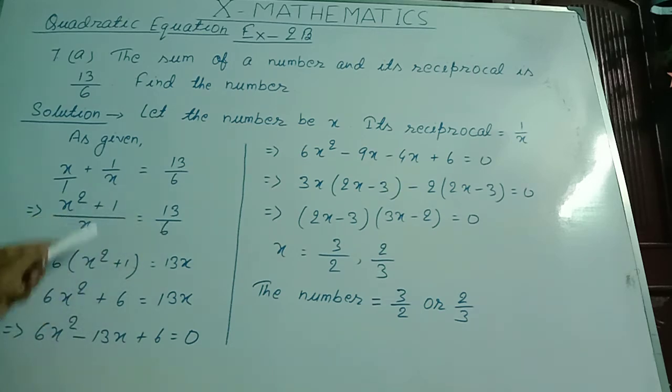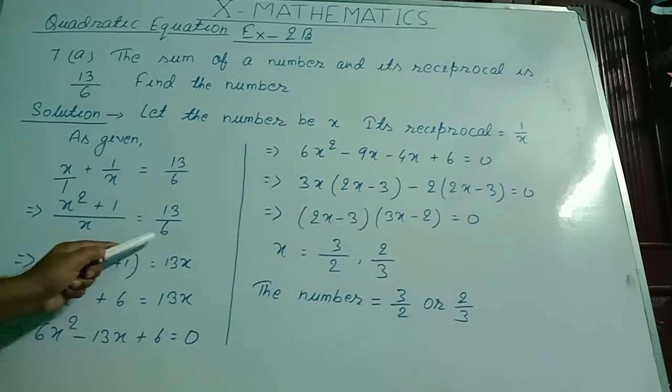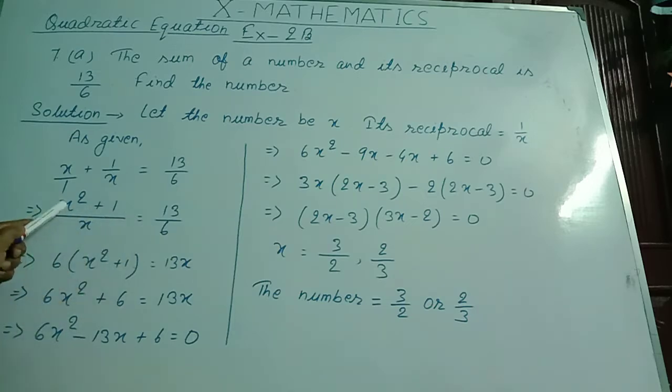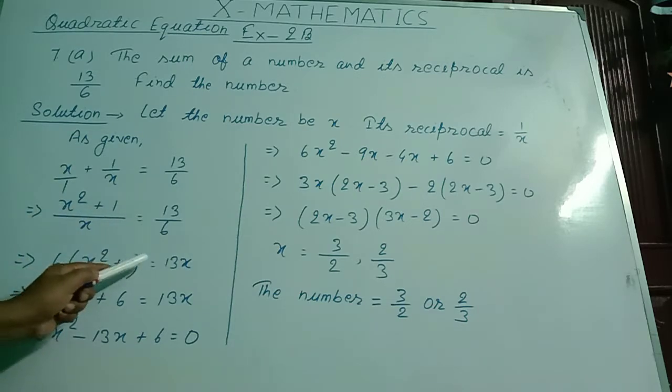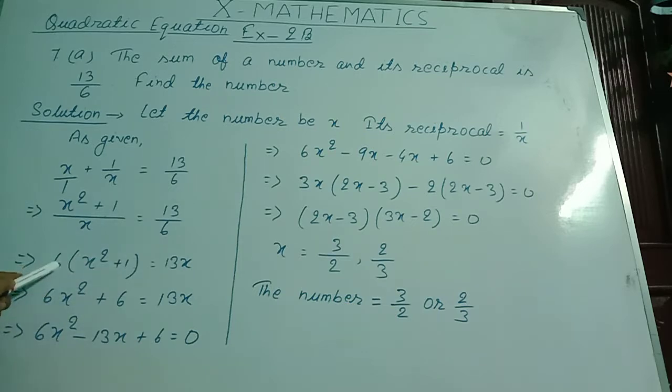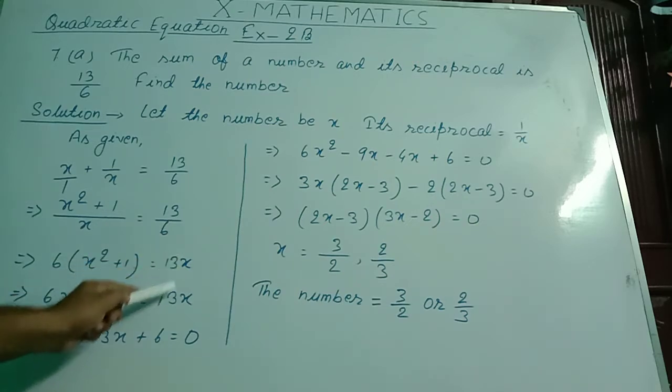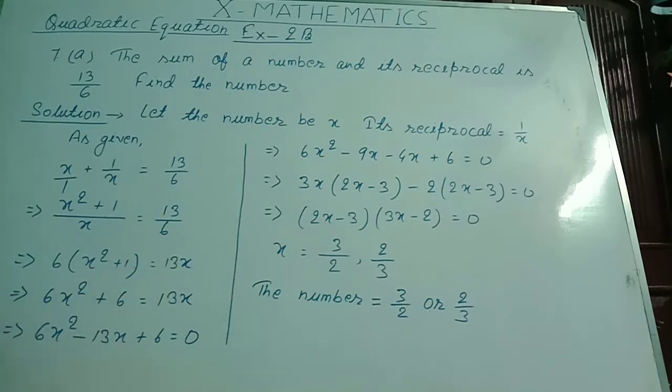Now cross multiplication. 6 into (x square plus 1) equal to 13x. These two terms are multiplied by 6. 6x square plus 6 into 1, 6, equal to 13x. By the rule of transposition, 13x is brought that side, so it became 6x square minus 13x plus 6 equal to 0. This is the form of a quadratic equation.